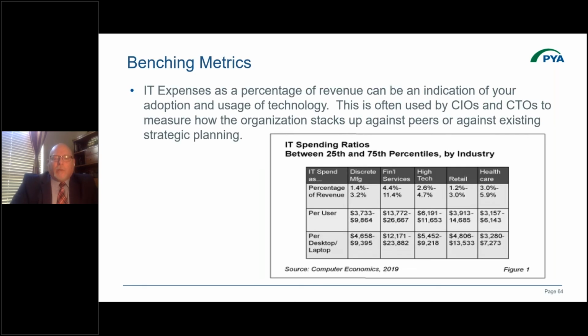All right, make sure we get this done in the right amount of time. So we're on to benchmarking metrics. I get this question more than anything else. Barry, what's a good benchmark?